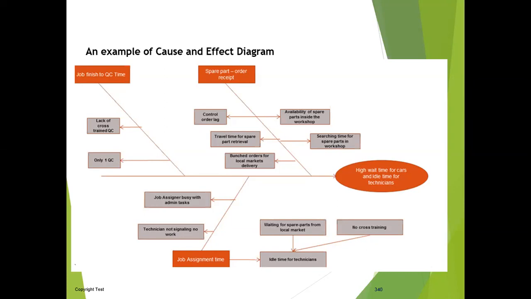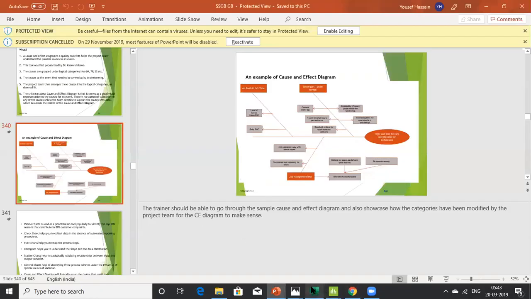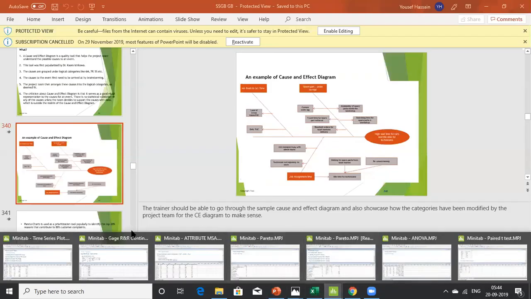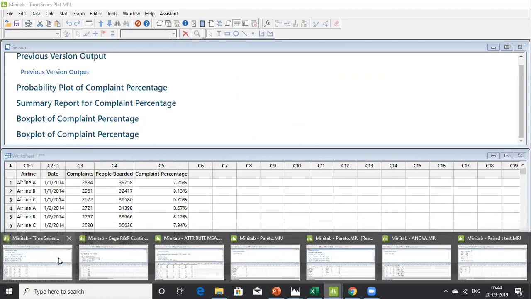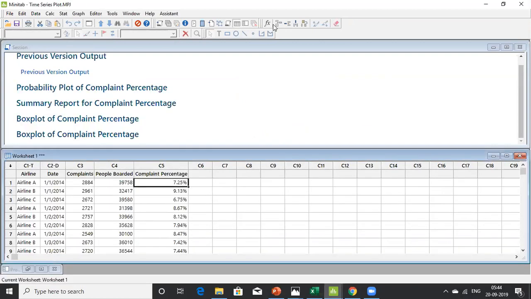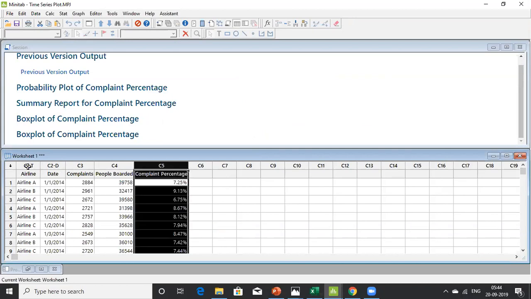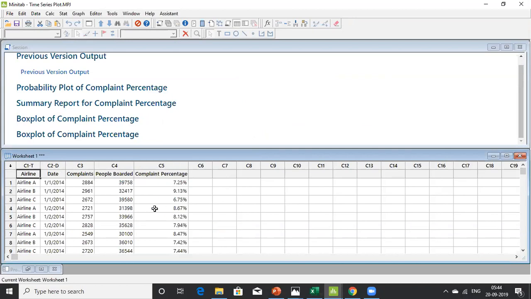And based on that, we start collecting the data, right? One example is earlier we saw one of the airlines plotted. On this data, compliant percentage is the Y that we were trying to target, and one of the X's is the airline company. There are different airlines A, B, C. So similarly, the data points actually increase. You'll have multiple X's that come here.